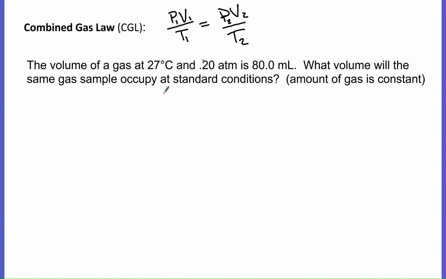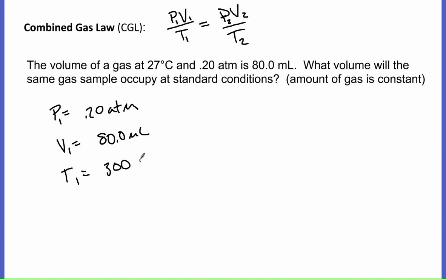So that's the way I usually think about it. That's why I tell you guys to go ahead and collect what you know. Like right away, I know a pressure, it's 0.2 atmospheres. I know a volume is 80.0 milliliters. I know a temperature, it's 27 degrees Celsius, so 273 added onto that is 300. Gotta be careful, that 300 would have three sig figs.